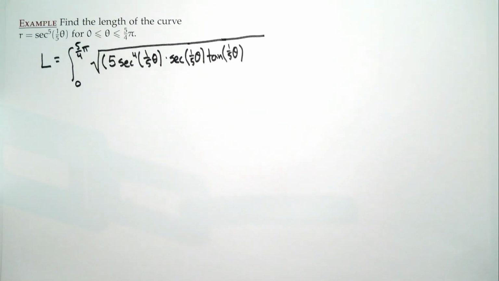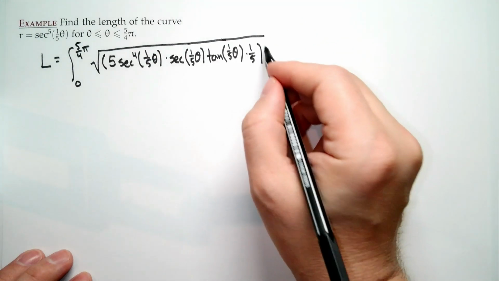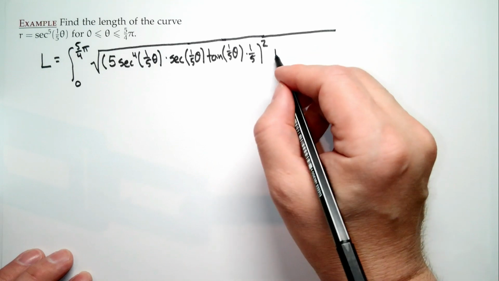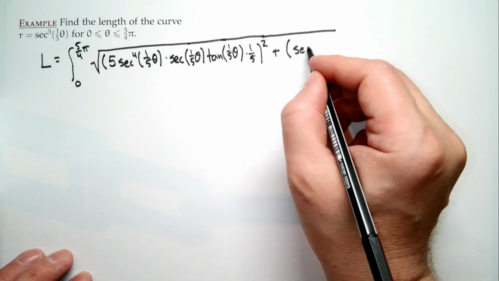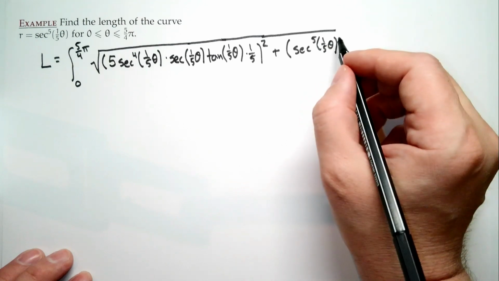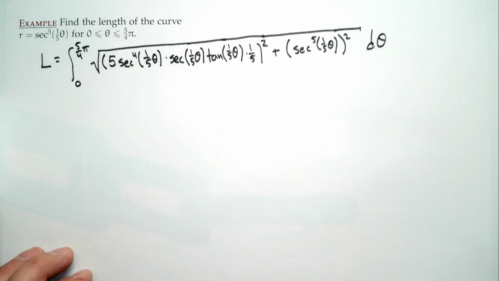Okay, but now we keep going. Layer upon layer, we work through the onion. Now we're to the point where we take the derivative of 1/5 theta, which is 1/5. And that, we're going to square. Plus, well, the good news is, we just write down the function again. Secant 1/5 theta squared d theta. Oh, thank goodness we had enough space. All right, so that's what we have to do.